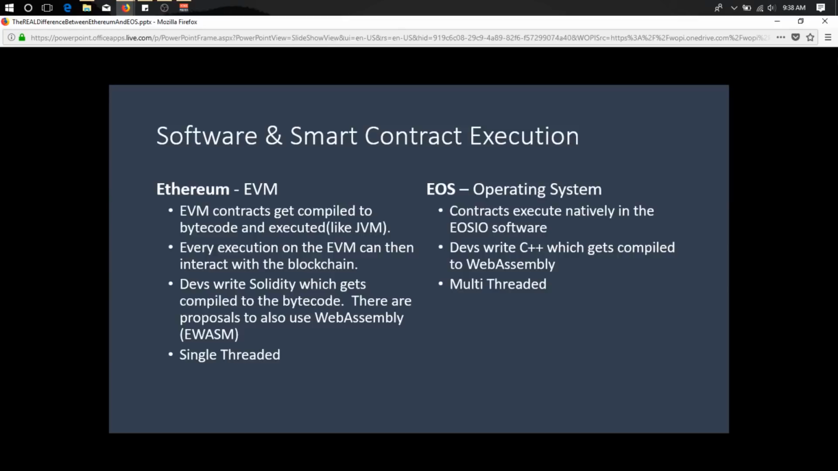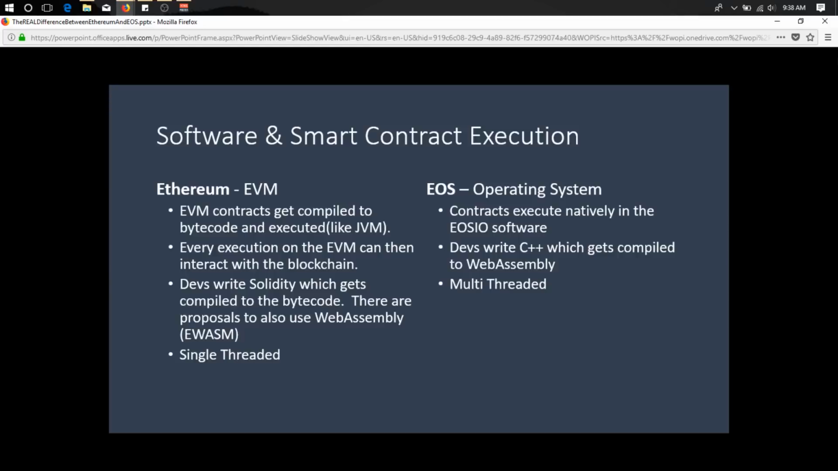Contracts get compiled into bytecode and executed, kind of like Java in the Java virtual machine. Every single execution of this bytecode can then interact with the Ethereum blockchain. Developers write Solidity, which gets compiled to bytecode, which then runs on the EVM. In the future, there are proposals to use WebAssembly, which will allow developers to use broader choices of languages. Today, the EVM is single-threaded.